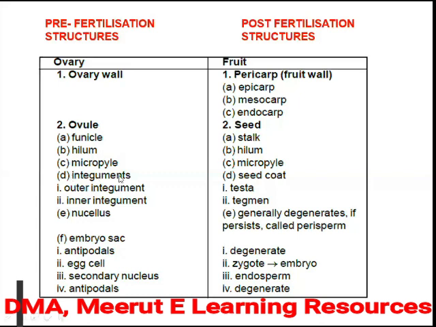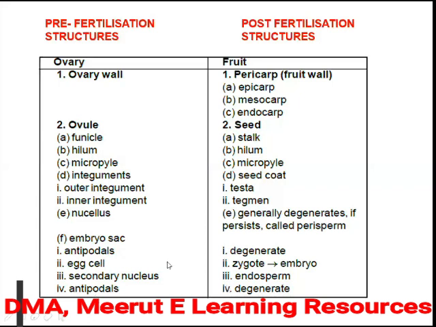Now the integuments are going to convert into seed coat. The outer integument is going to convert into testa. The inner integument is going to convert into tegmen. The nucellus generally degenerates, but in certain cases, the nucellus persists, and that we call perisperm. The embryo sac cells, the antipodals, degenerate. The egg cell is going to convert into zygote and then embryo. The secondary nucleus is going to convert into endosperm, and the antipodals degenerate.